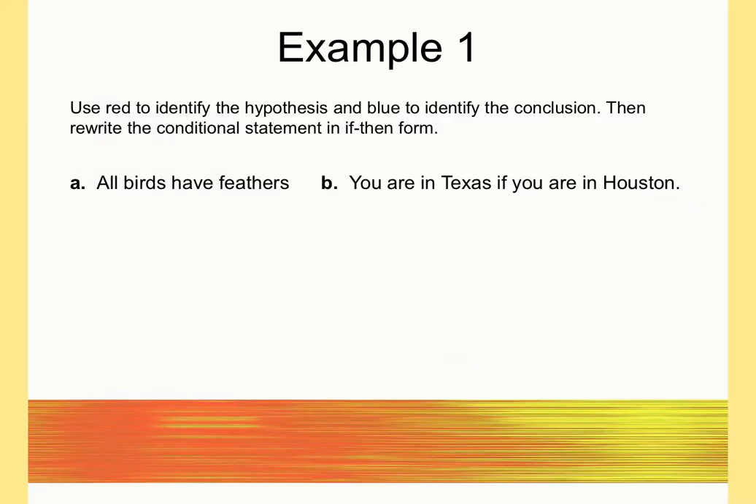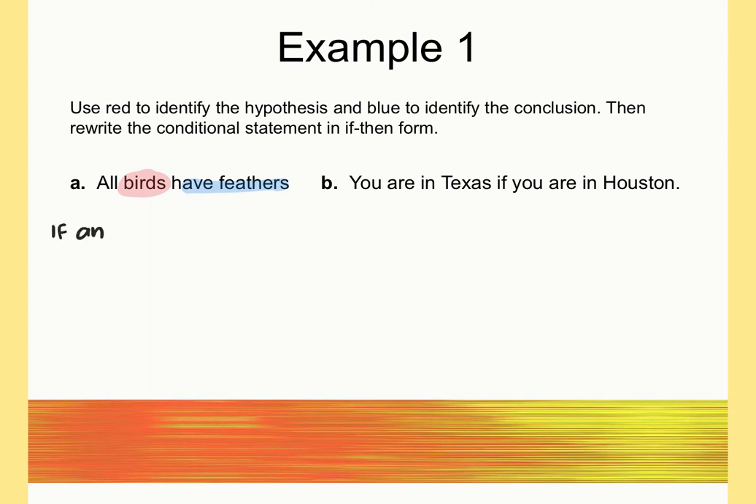All right, example 1. Use red to identify the hypothesis and blue to identify the conclusion, then rewrite the conditional statement in if-then form. So this says, all birds have feathers. What's the hypothesis? The birds. What's the conclusion? Have feathers. How do I rewrite that in if-then form?